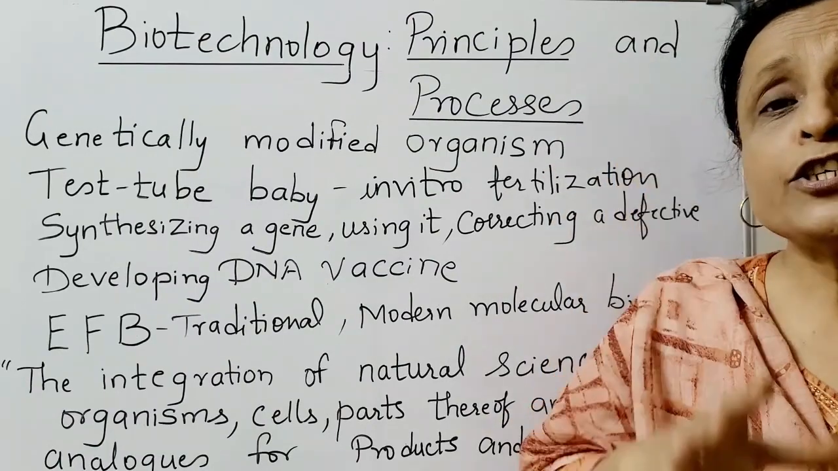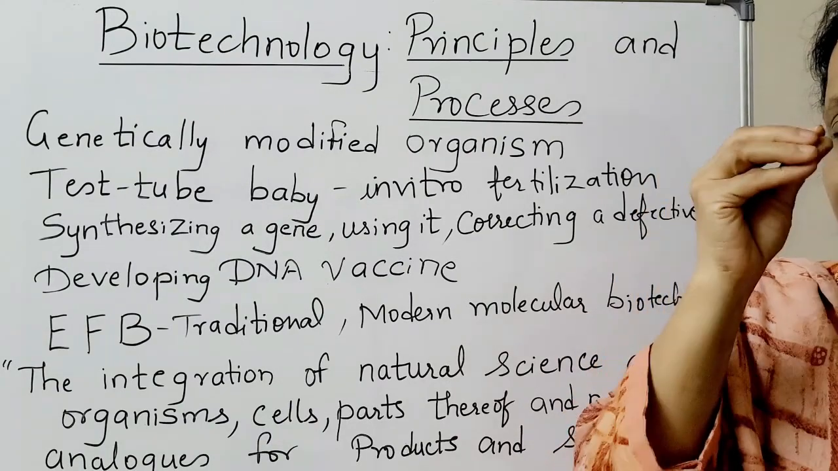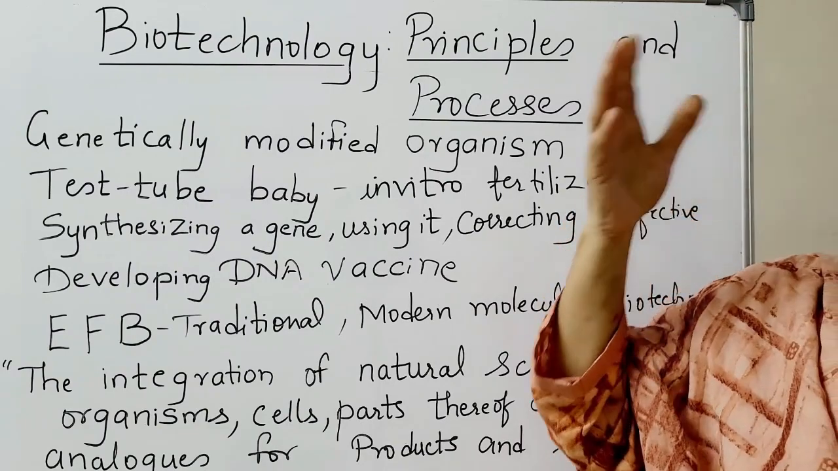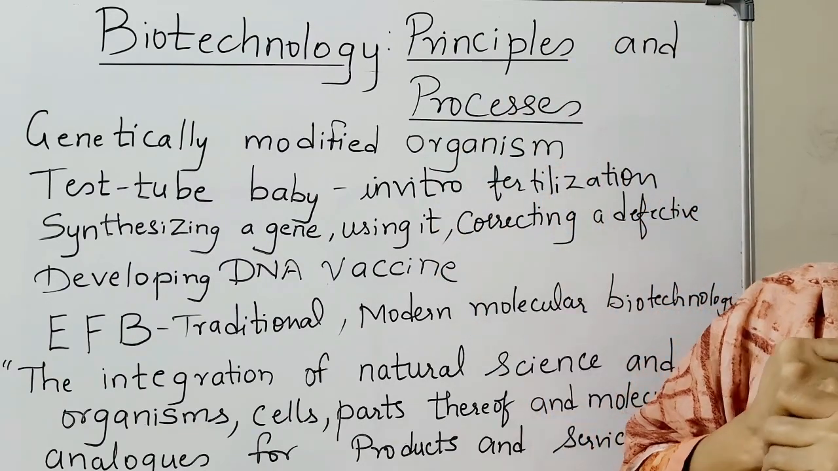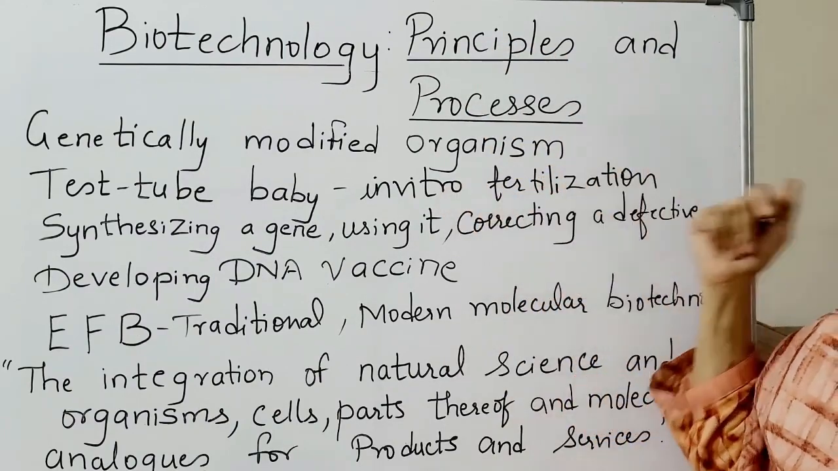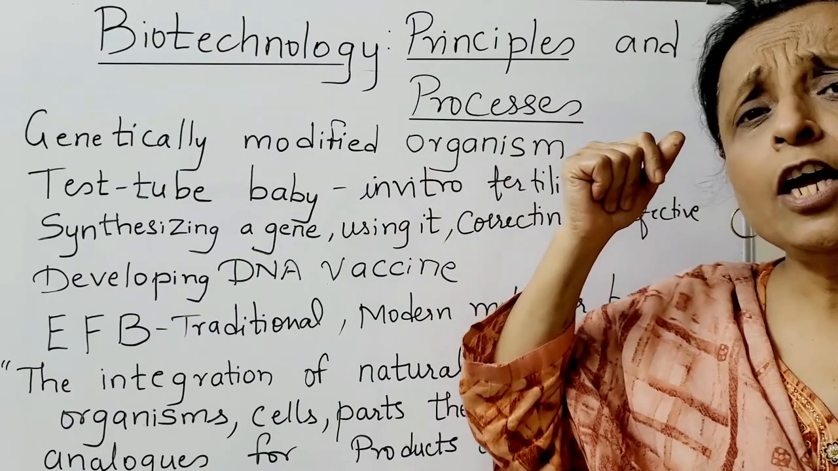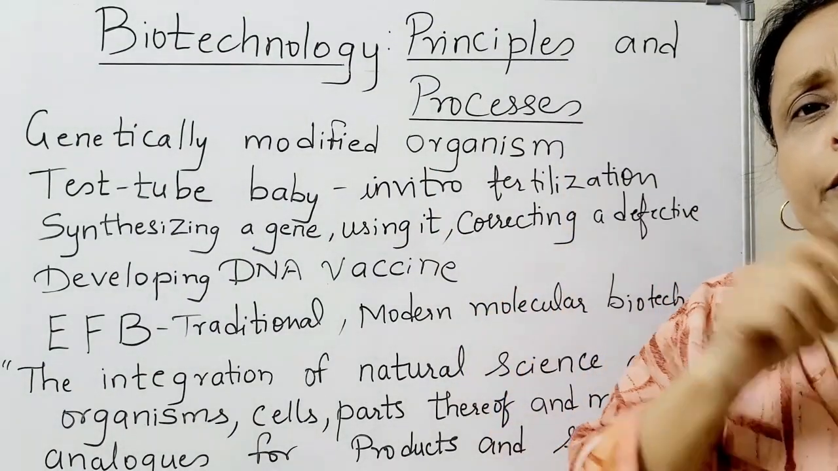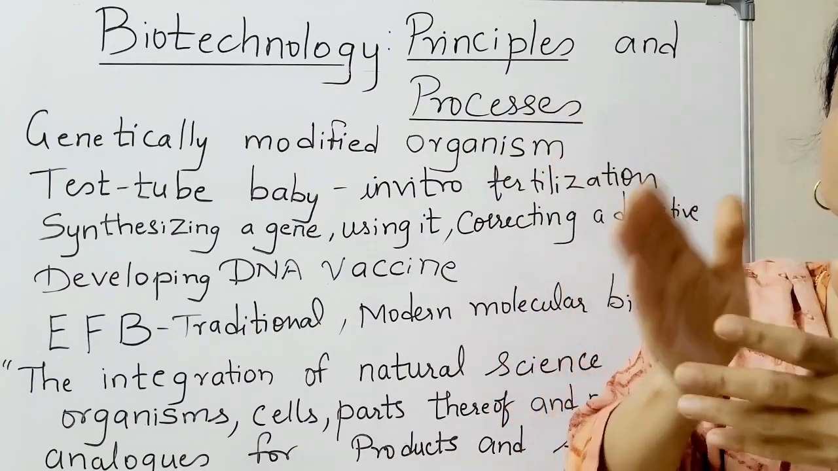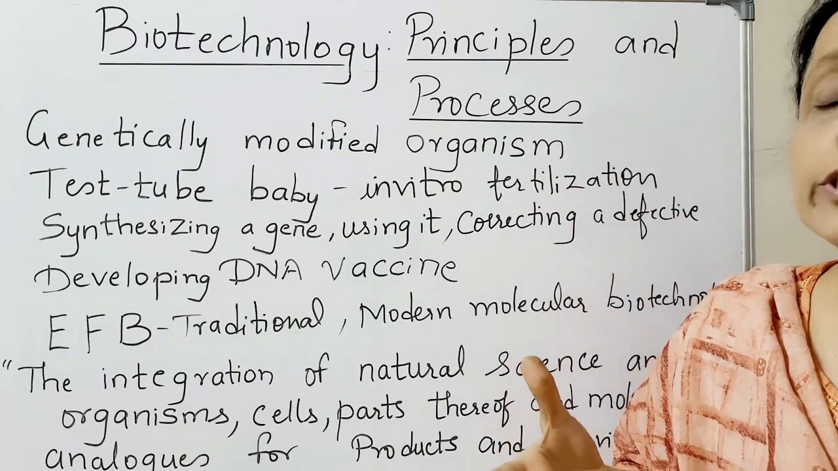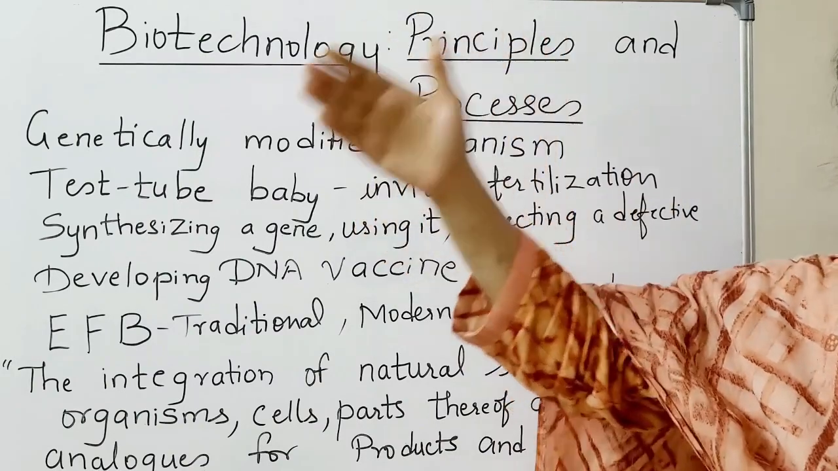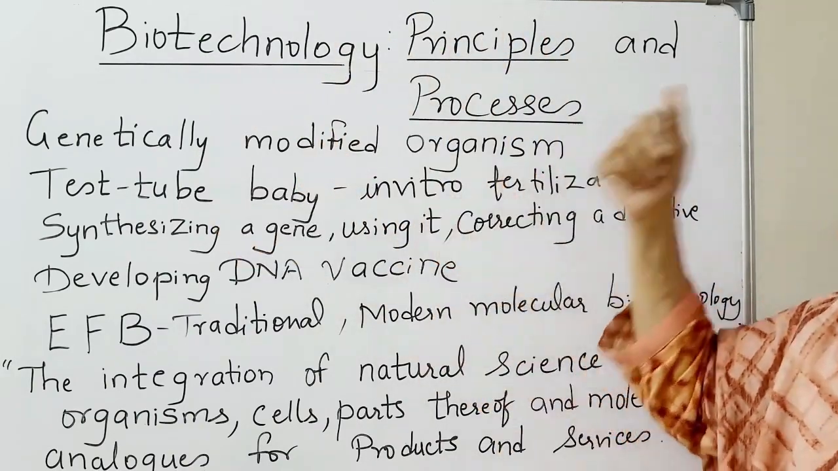Now, test tube baby. The sperm and the ova are put into the test tube and they are fertilized outside, and then the baby develops. That is also included in biotechnology, by in vitro fertilization. Now, synthesizing a new gene by combining many genes, cutting and combining them to make a new gene, is biotechnology. Using that synthesized gene is also biotechnology.